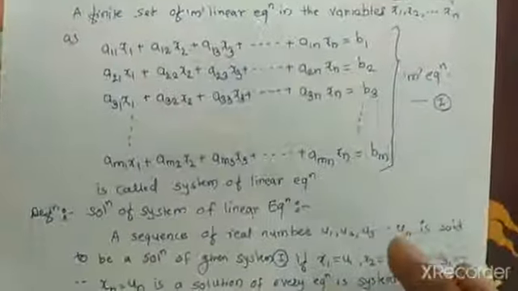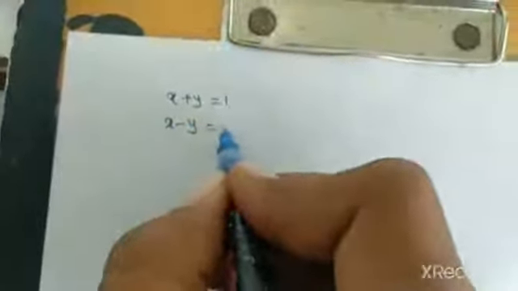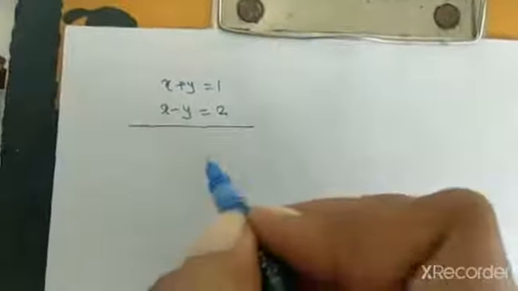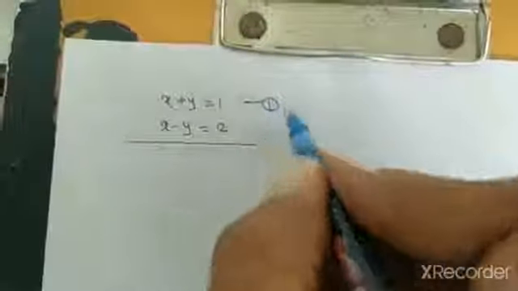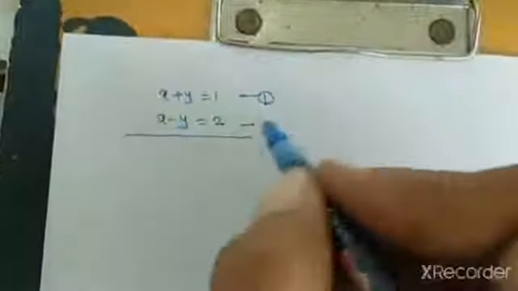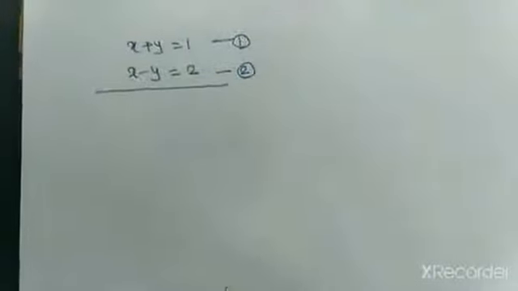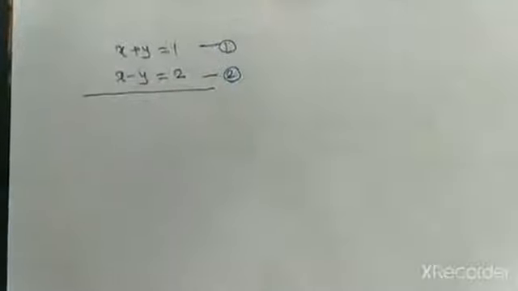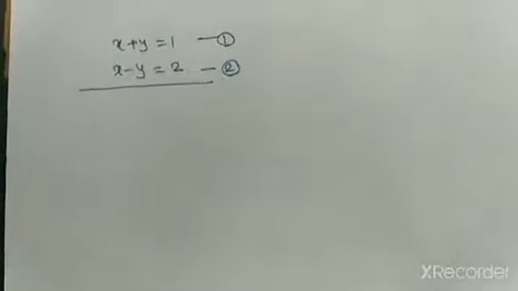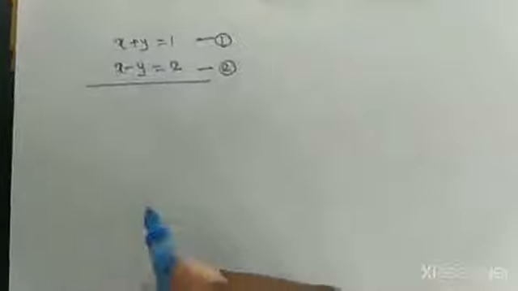Okay, for example, if we consider simple example, x plus y is equal to 1 and x minus y is equal to 2. Now in this there are two equations, which is system of linear equation with two variables x and y. This type of example we have solved in simultaneous equations in 8th or 10th, so you can solve it. We solved it directly simultaneously.